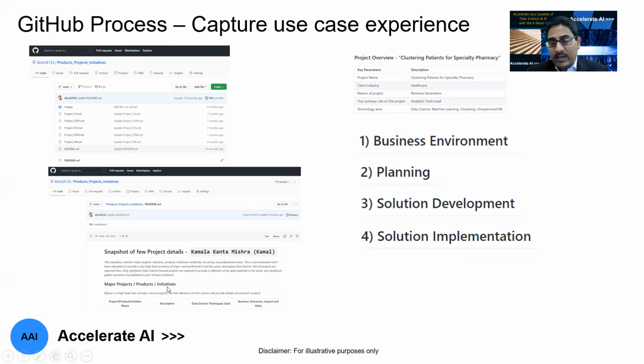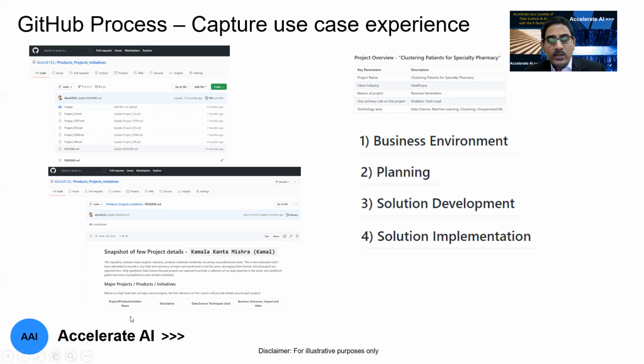The readme.md file would have a snapshot of all of these, where we are listing down the project or product initiative names, then a description about it. Then what are the data science techniques used? Have you used any classification, regression, or different types of techniques, neural networks or something? And then, of course, what are the business outcomes, impact, and value that was created as part of it, right?